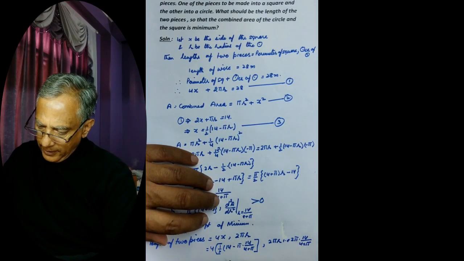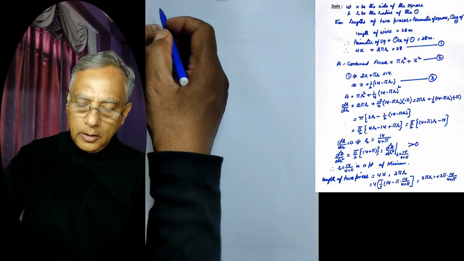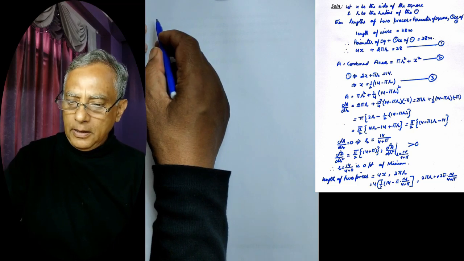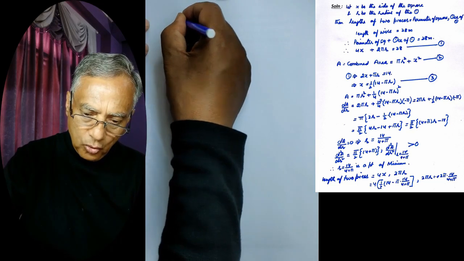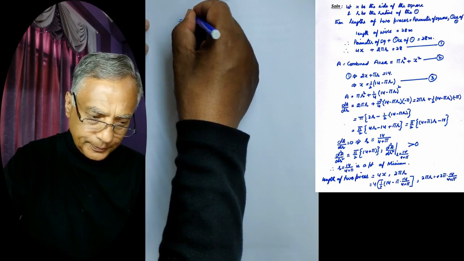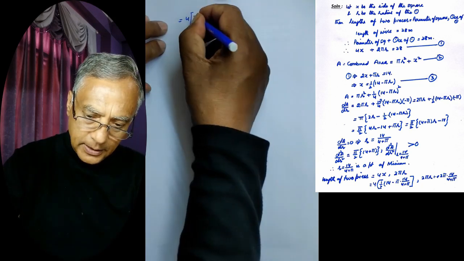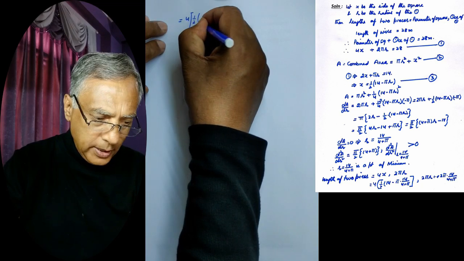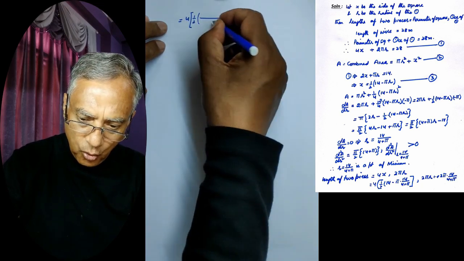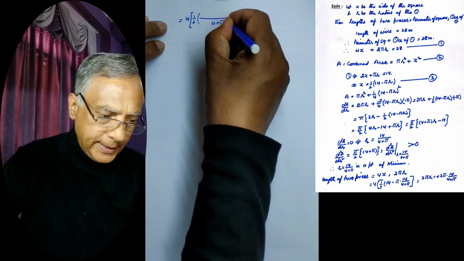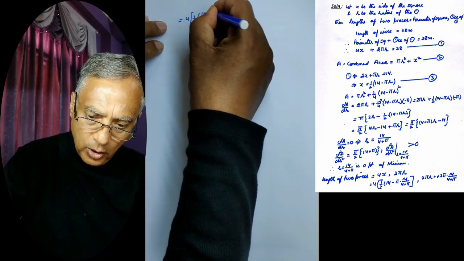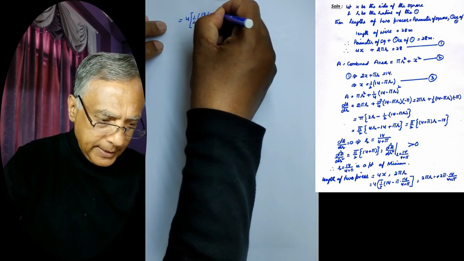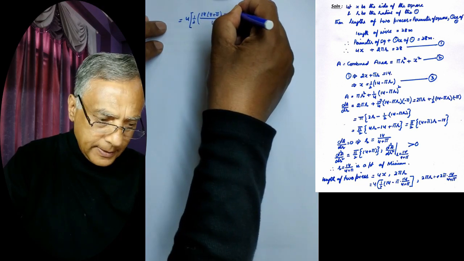Now we will simplify this. You can see the previous sheet on the side. This is equal to 4 into 1 by 2 into LCM, which will be 4 plus pi. So this will be 14 into 4 plus pi minus 14 pi.